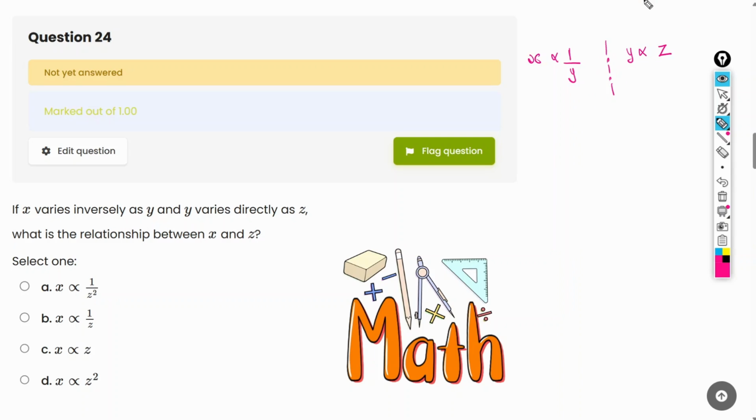because you're just monitoring the relationship, we're not actually solving. The only difference would be that the value of k itself will change, but we're just monitoring the relationship, so it's fine because you can always get a new k for a new relationship. So I'll just substitute z in here, and I'll have that x is inversely proportional to z also. So that's option B.